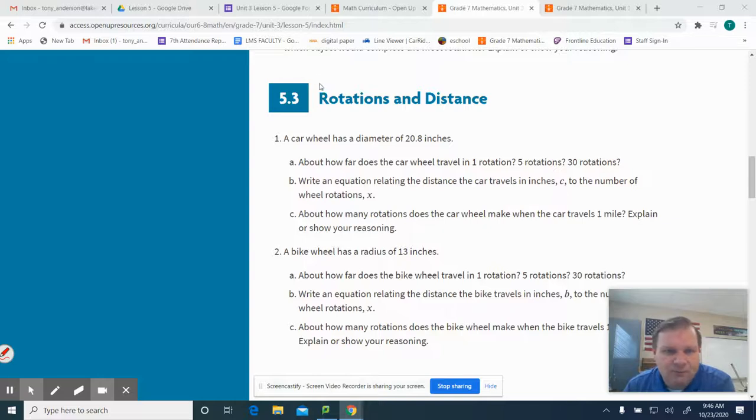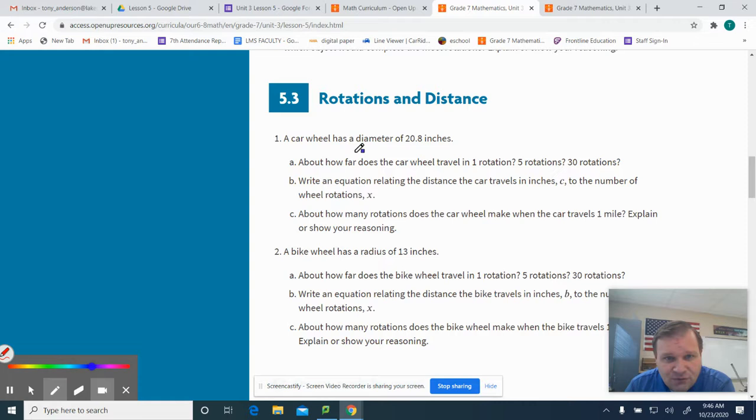Let's take a look at 5.3. We have a car wheel that has a diameter of 20.8 inches. Now, to think about this question, let's refer back to a previous activity, the activity where we had the circle where we could adjust the diameter and we had a ruler, and we were going to roll that out. And in that activity, we learned that one complete rotation was the circumference of that circle.